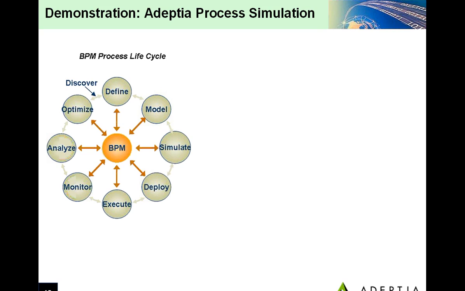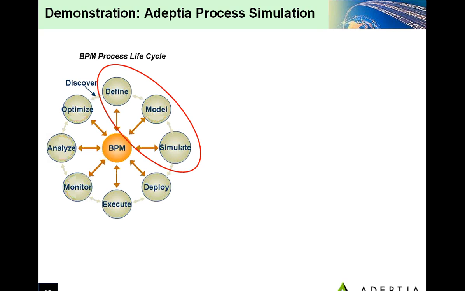Then the next step is the simulation of that process to determine or identify the to-be process. Once the first three steps are done, these steps are typically done by the business analysts, and once these steps are done, the process flow is handed off to the developers or IT people to actually deploy and execute that business process.